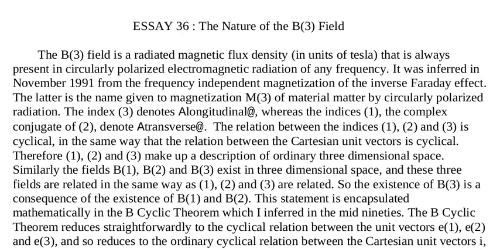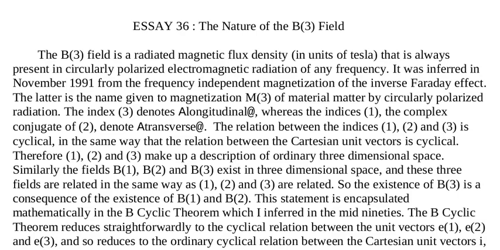The latter is the name given to magnetization M3 of material matter by circularly polarized radiation. The index 3 denotes longitudinal, whereas the indices 1, the complex conjugate of 2, denote transverse. The relation between the indices 1, 2, and 3 is cyclical in the same way that the relation between the Cartesian unit vectors is cyclical. Therefore, 1, 2, and 3 make up a description of ordinary three-dimensional space.